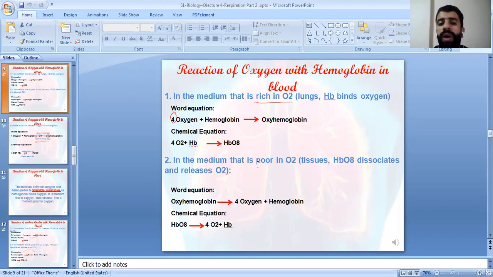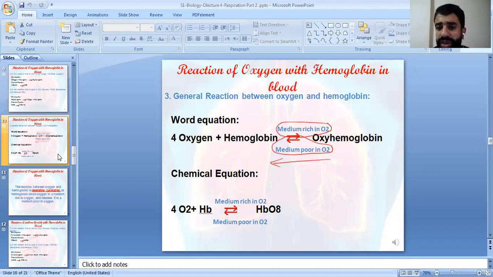While in the medium that's poor in oxygen, like the case of the tissues, HbO8, oxyhemoglobin, will dissociate. Since we need oxygen, HbO8 will dissociate to give oxygen. So the word equation: oxyhemoglobin will give 4 oxygen plus hemoglobin. The chemical equation: HbO8 will give 4O2 plus Hb.